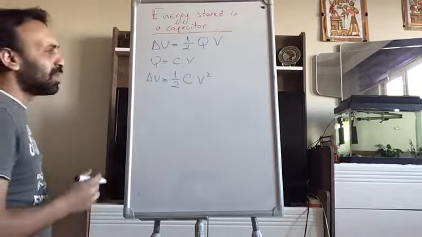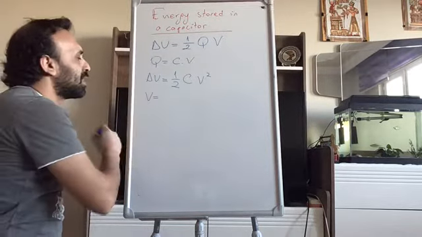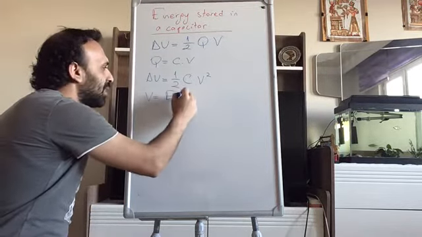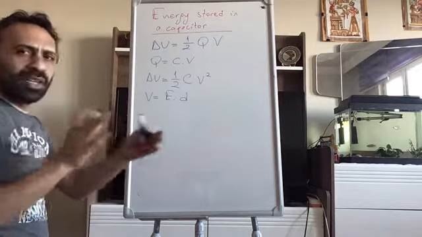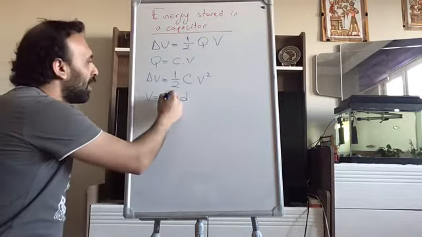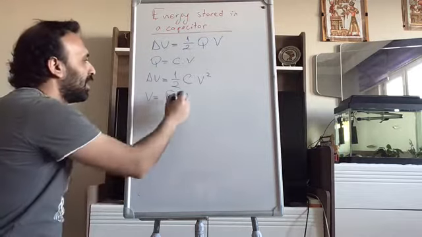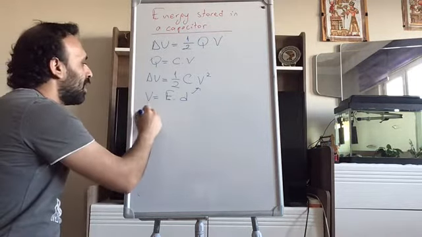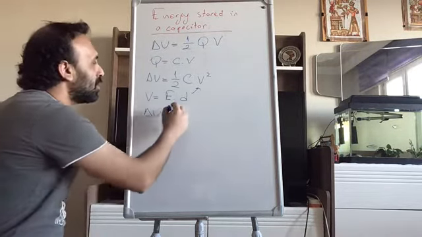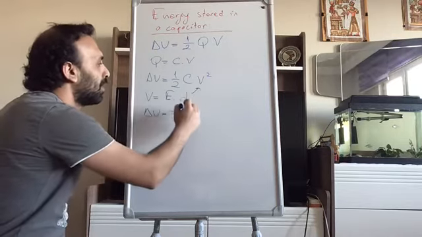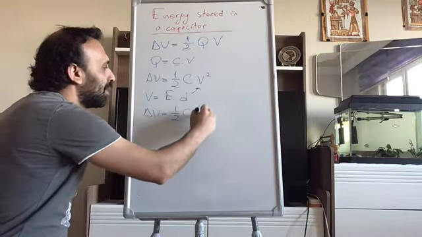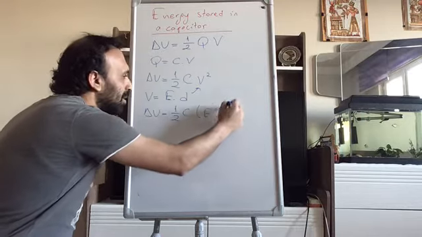Let's play with it a little bit more. What is V? By using the electric field, simply it is E times D. D is the separation between the plates. And if I write it here, delta U will be equal to 1/2 C times (E D) squared.